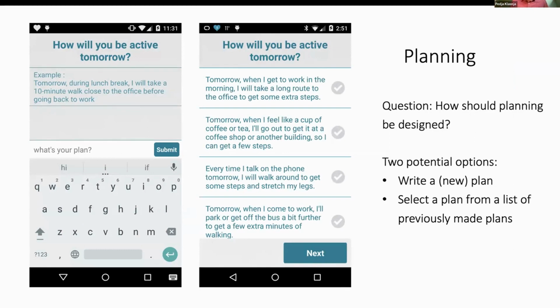But given that a lot of our lives are routinized, right? We are also really interested in seeing, could you just give people a list of plans that they had previously made, and they could just pick a plan that made sense for the next day, right? To decrease the burden of making plans, right?